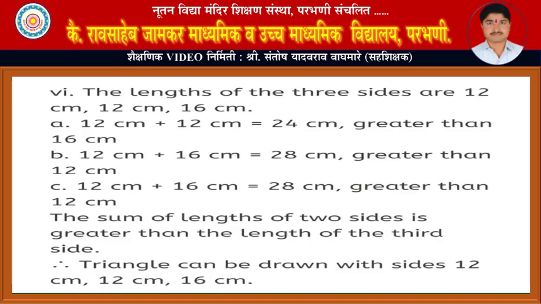Now write the reason. The sum of the lengths of two sides is greater than the length of the third side. Therefore, triangle can be drawn with sides 12 cm, 12 cm, 16 cm. So this way, with proper reasoning, we have solved question number 5.